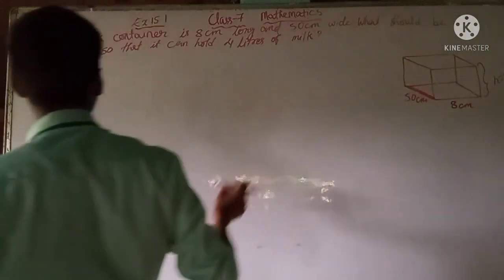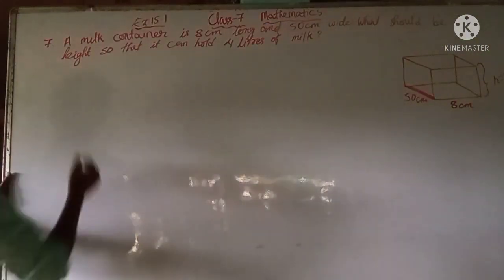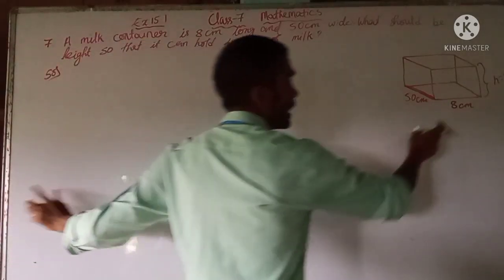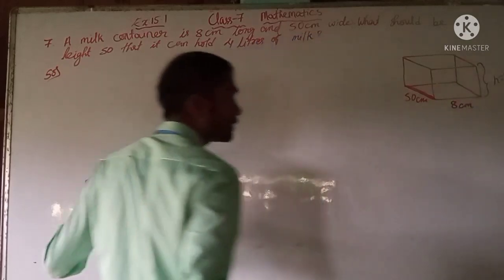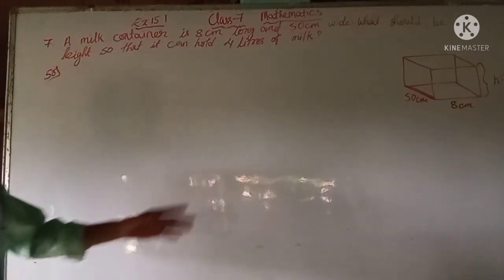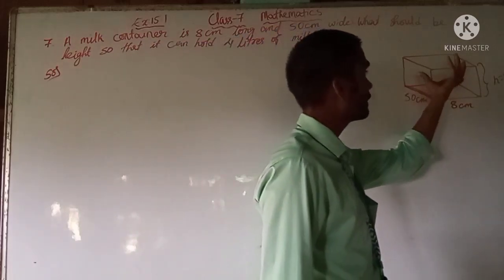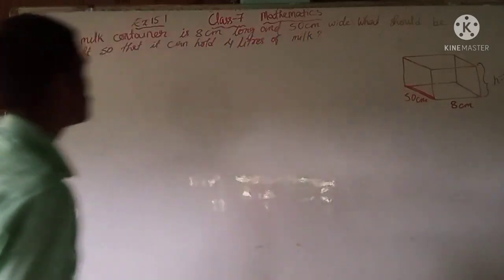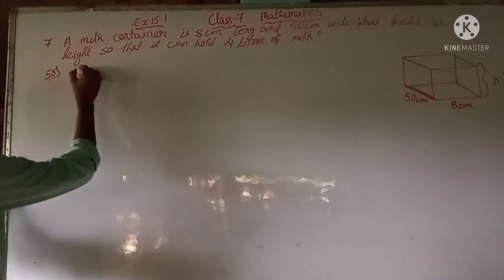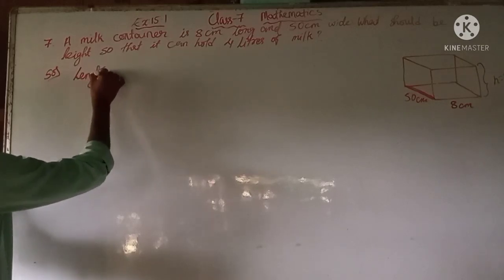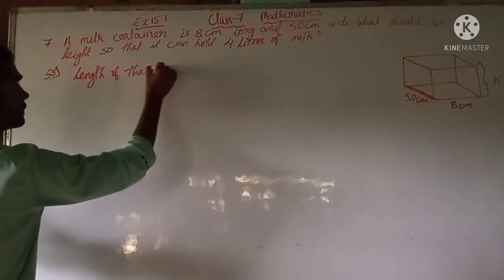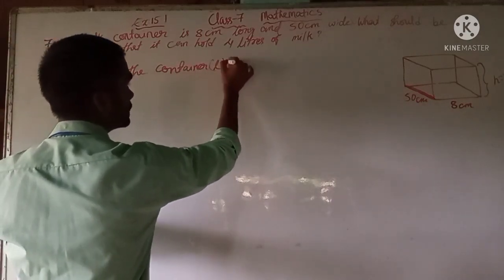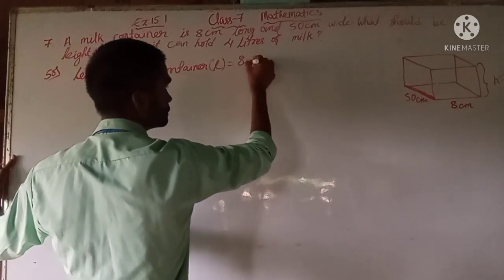So similar to the question we have done there, we are going to do the same way here also. We will have to find the height of that container. How can we find it? We can find it by finding the volume. First we will get to know what is the volume, what is the capacity of this container. So first let us write the length of the container, L, it is equal to 8 centimeter.